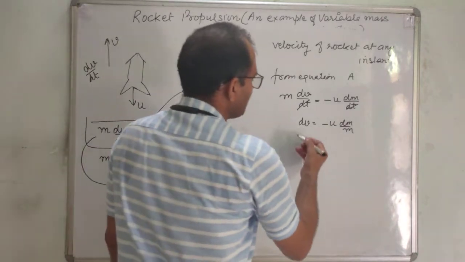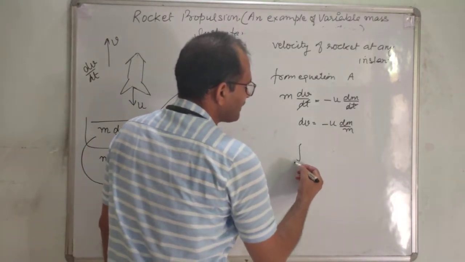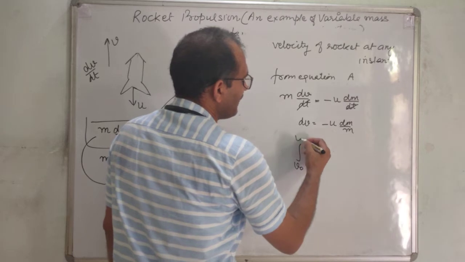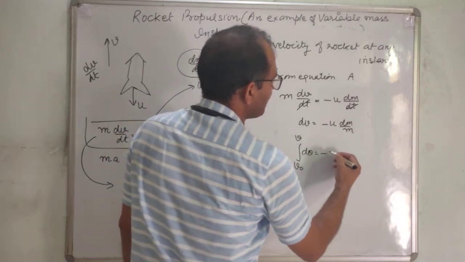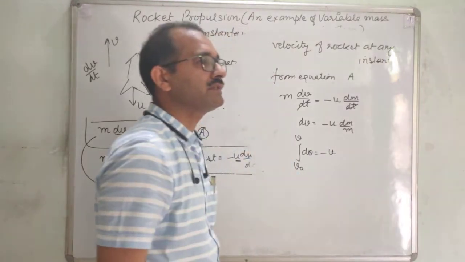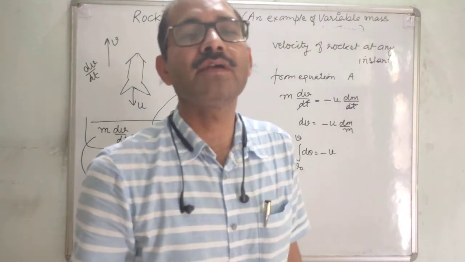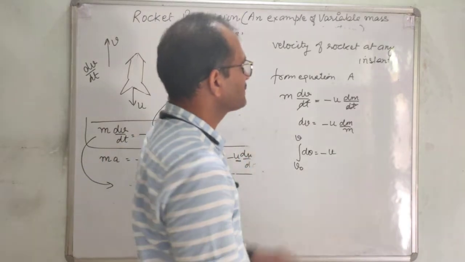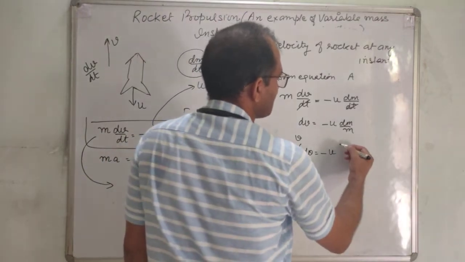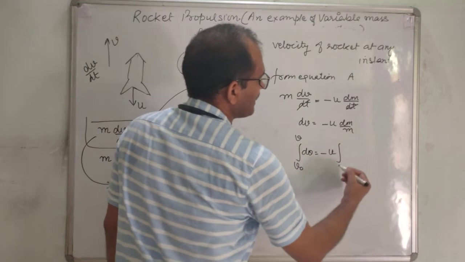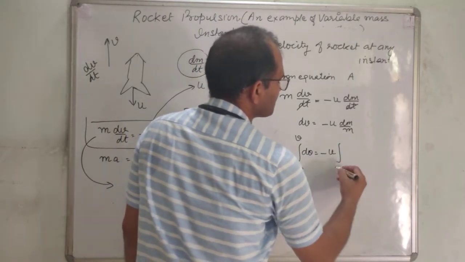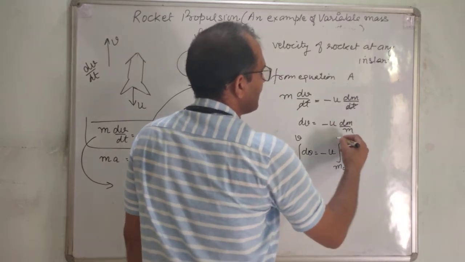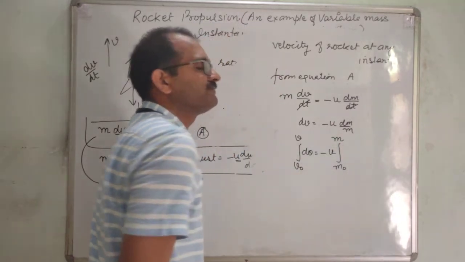Let us integrate it in proper limits. Let the initial velocity be v naught and the final velocity be v. dv is equal to minus u dm upon m, where u is supposed to be constant because the engine works at a particular rate. Therefore, u is constant with respect to the rocket. Initially I am supposing that the mass is m naught and the later mass is m.